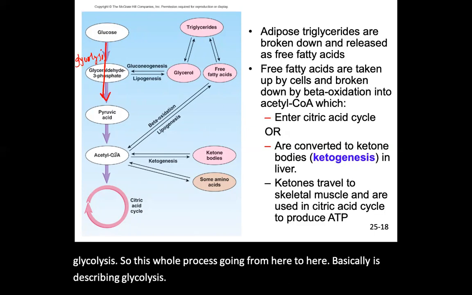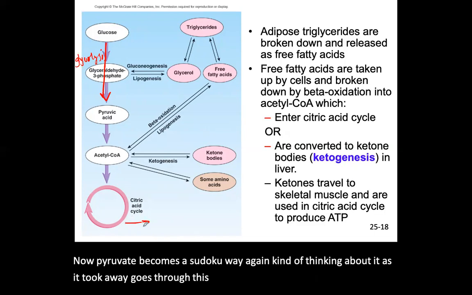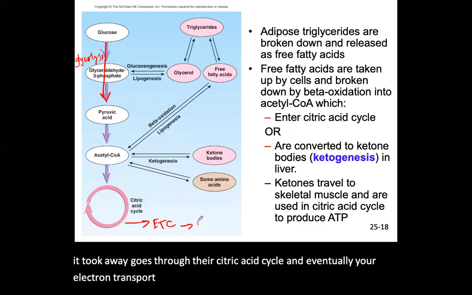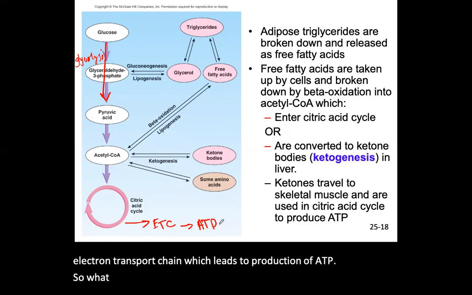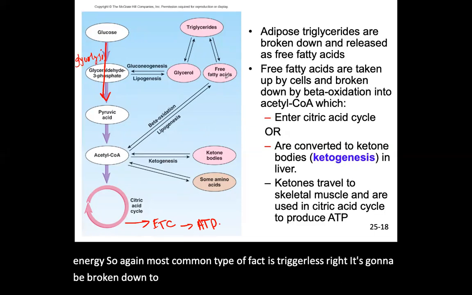Now, pyruvate becomes acetyl-CoA. Again, kind of thinking about it, acetyl-CoA goes through the citric acid cycle and eventually your electron transport chain, which leads to production of ATP. So, what if we didn't have glucose and we're using fat as a source of energy? So again, most common type of fat is triglyceride. It's gonna be broken down to glycerol and fatty acid.